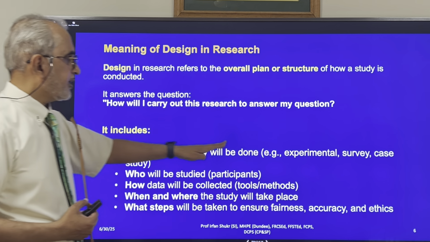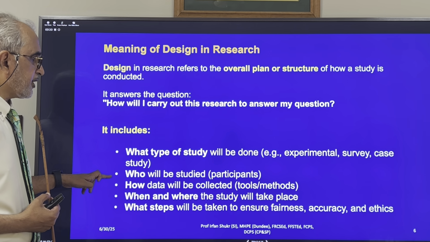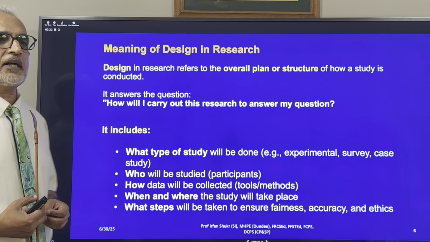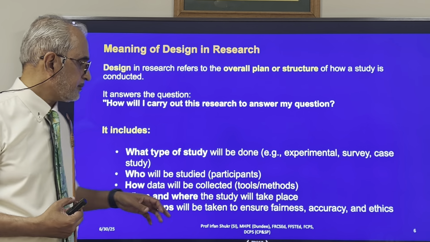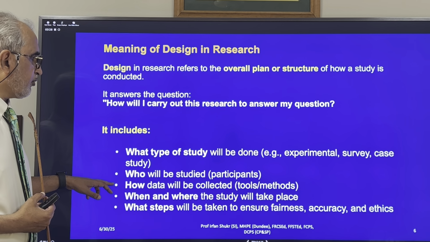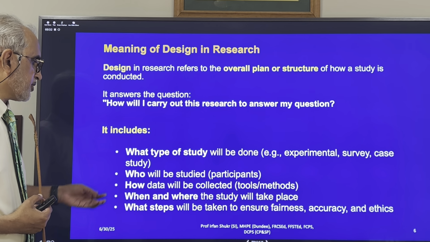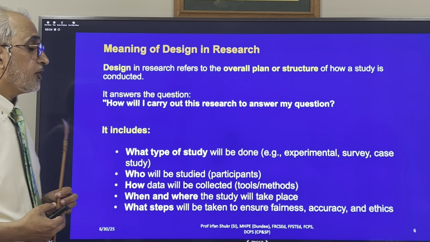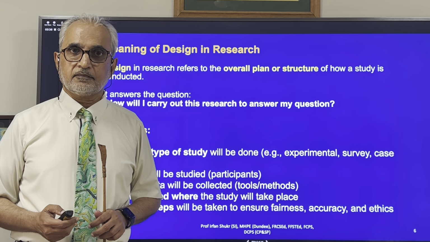5 types, like experimental, case study is one of them. Who will be studied? About participants, that I am going to talk about subsequently, the number of them and how to select them. How data will be collected, which is tools and methods, when and where the study will be taken, and what steps will be taken to ensure fairness, accuracy, and ethics.